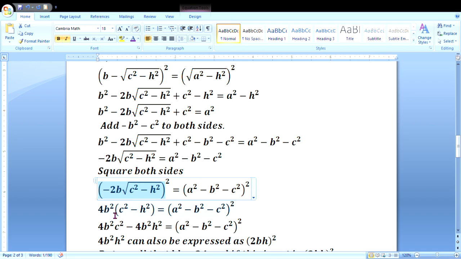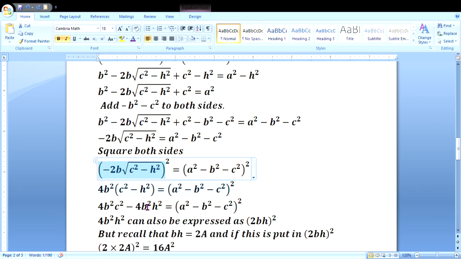This will give us 4b square. Then if the square is applied to the square root, it becomes open bracket c square minus a square close bracket. So if we expand this, it becomes 4b square c square minus 4b square a square is equal to the right hand side. Like I said, we don't need to touch it for now. It becomes open bracket a square minus b square minus c square close bracket all square.